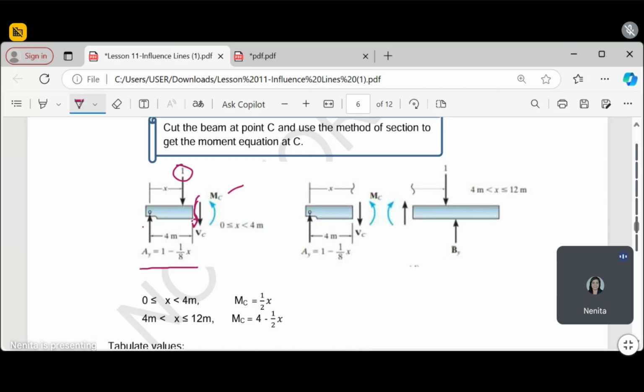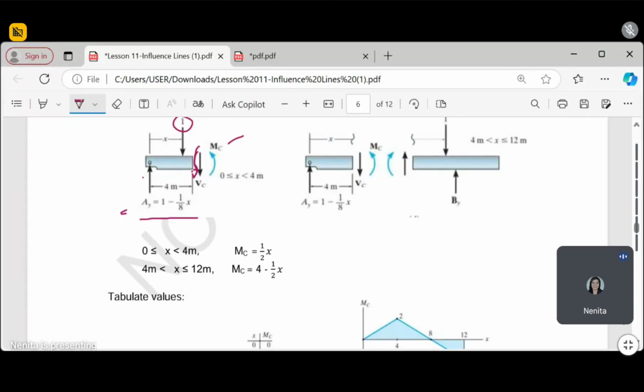Okay, let's continue. So therefore, this is our AY, 1 minus x over 8. Take note, there are two positions of x: just to the left and just to the right. So, this is just to the left. Getting the value of the moment here, what is our moment here? What is our equation? Summation of moment at point C is equal to 0.